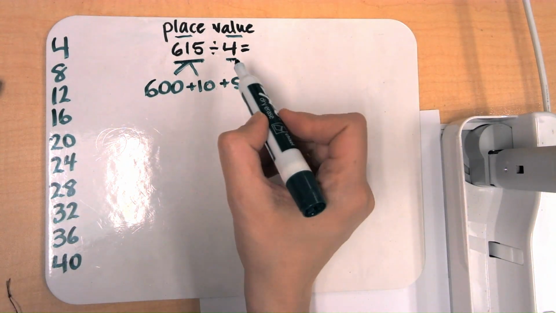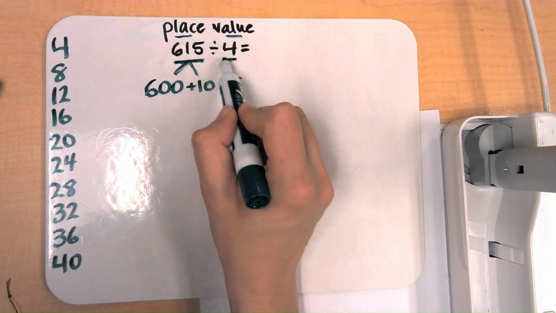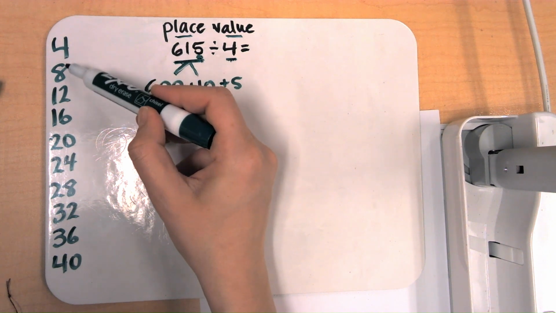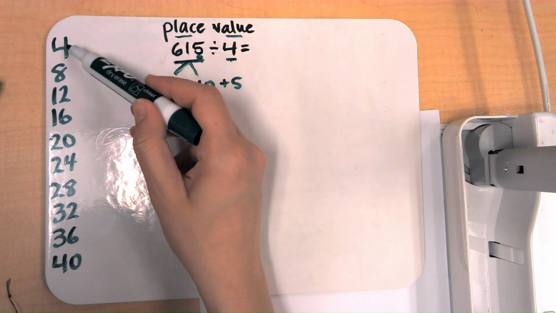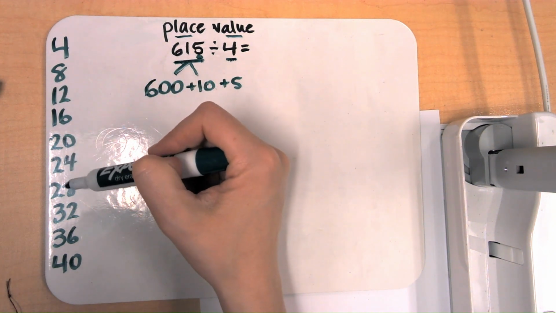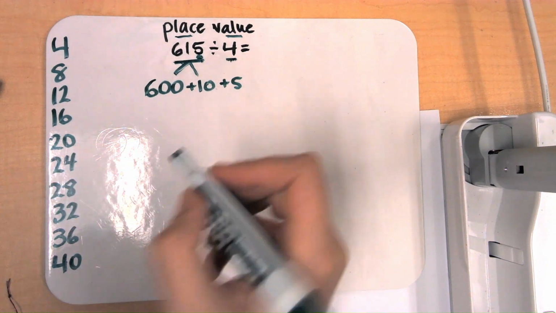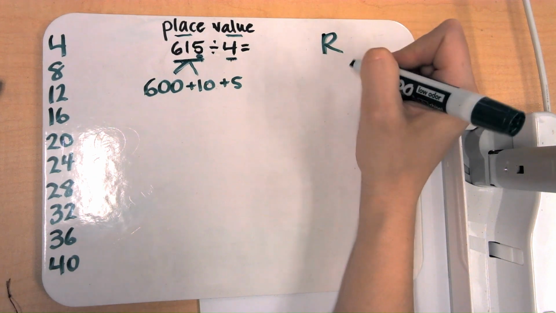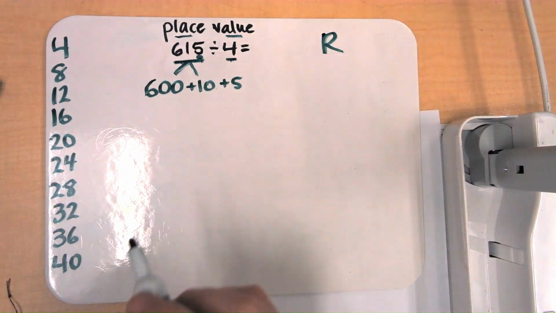And here's something else that I see right off the bat. My list of 4s, here's a 5 in the ones place. There are no 5s. Look here, 4, 8, 2, 6, 0, 4, 8, 2, 6, 0 in the ones place. So I know for sure that means I'm going to have a remainder. So I'm on the hunt for my remainder.